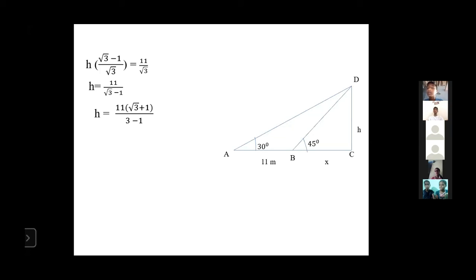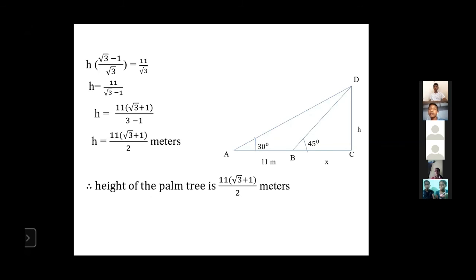Here a is root 3 and b is 1. Now a square, root 3 whole square, the square root cancels and 3 remains. And 1 square is 1. So here 3 minus 1. Next, H is equal to 11 into (root 3 plus 1) by (3 minus 1), which is 2. Now we got the height of the palm tree, that is 11 into (root 3 plus 1) by 2 meters.